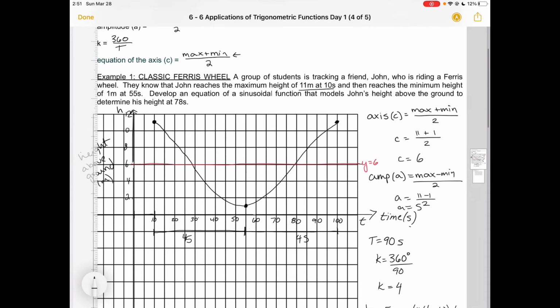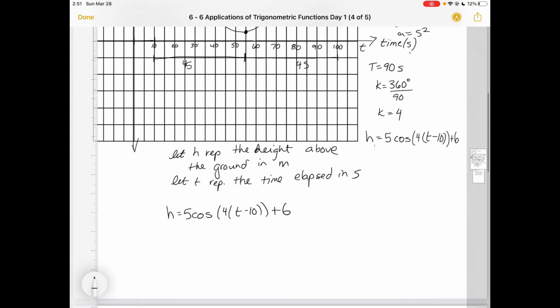And let's go back to what the question is actually asking me. I am trying to determine his height at 78 seconds. So that means that I'm looking for height when t is equal to 78. Because I have an equation, I can just substitute my value in here for t.